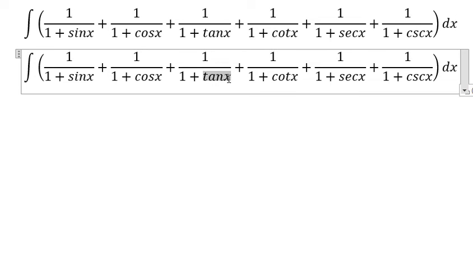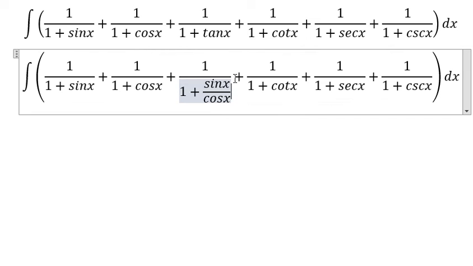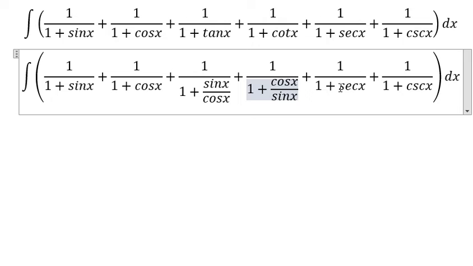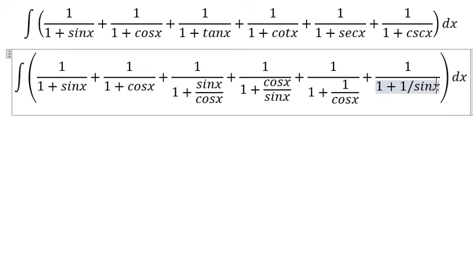About tan x, we change it to sin x over cosine x. This one is about cosine x over sin x. This one is about 1 over cosine x. This one is about 1 over sin x.